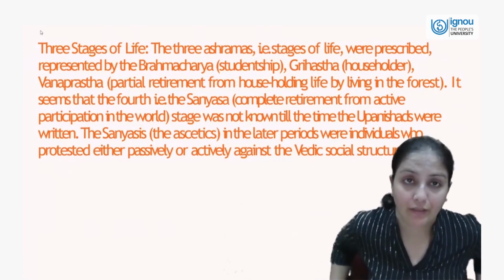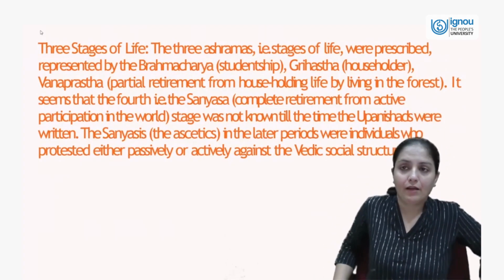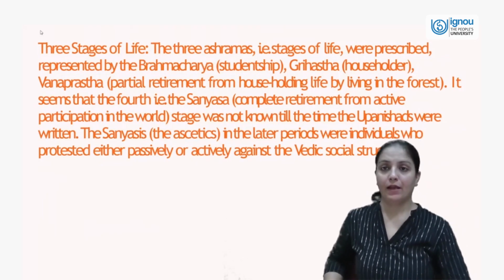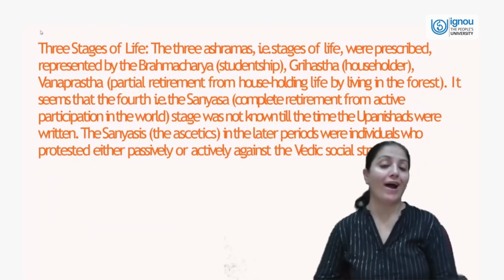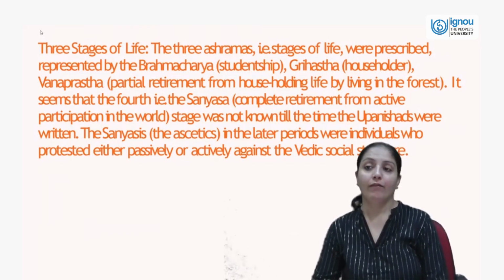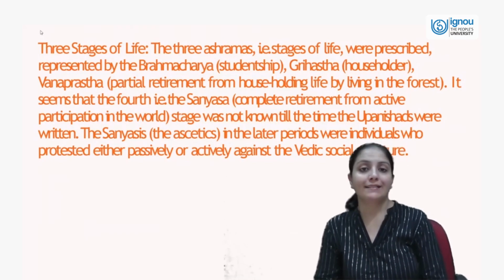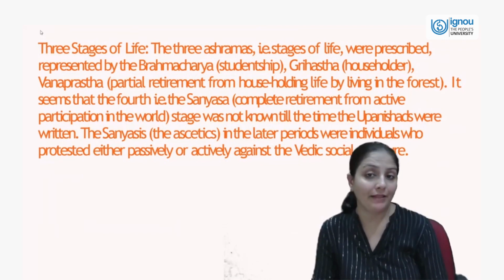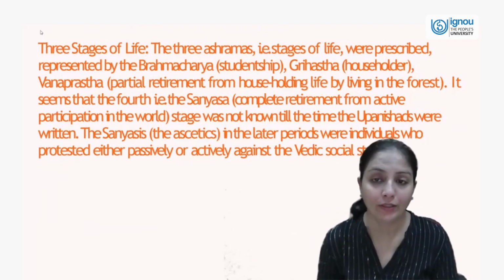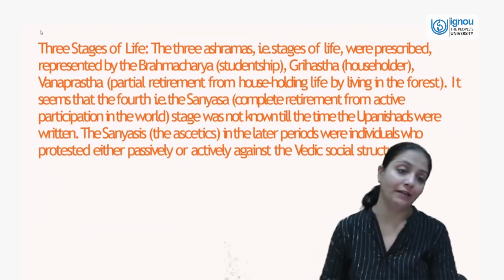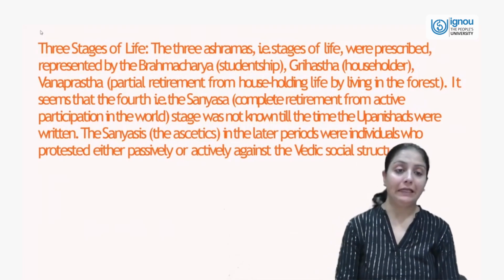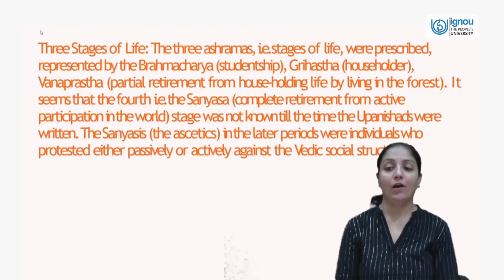Stages of life. The ashramas of life were prescribed: Brahmacharya, studentship; Grihastha, householder; Vanaprastha, retirement, living in the forest. It seems that a fourth, Sannyasa, meaning complete retirement from active participation in worldly life, was added. These stages were not known till the time the Upanishads were written. The sannyasis in the later Vedic period were individuals who protested, either passively or actively, against the Vedic social structure.